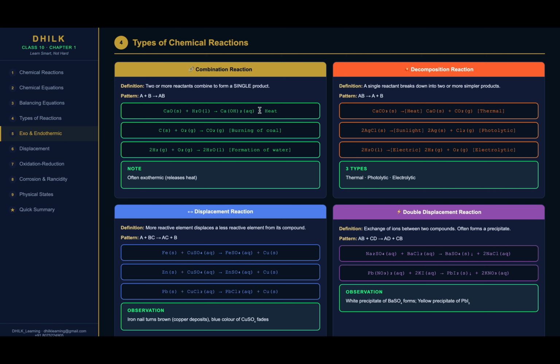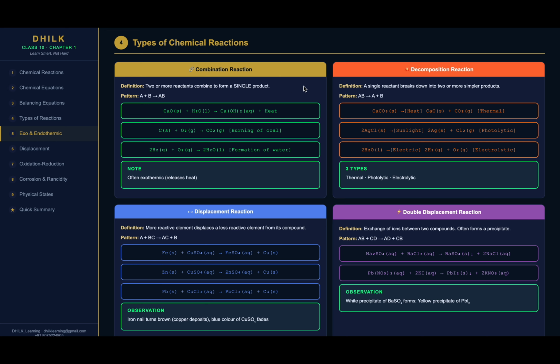Now see the next example, burning of coal. Carbon when reacted with oxygen produces carbon dioxide. This is also a combination reaction because there are 2 reactants and it forms only a single product, carbon dioxide. Now one more example, formation of water. How is water formed? By reaction between hydrogen and oxygen to form the H2O water molecule. The chemical formula for water is H2O. So 2H2 plus O2 gives 2H2O. 2 hydrogen molecules react with 1 oxygen molecule and give 2 water molecules.